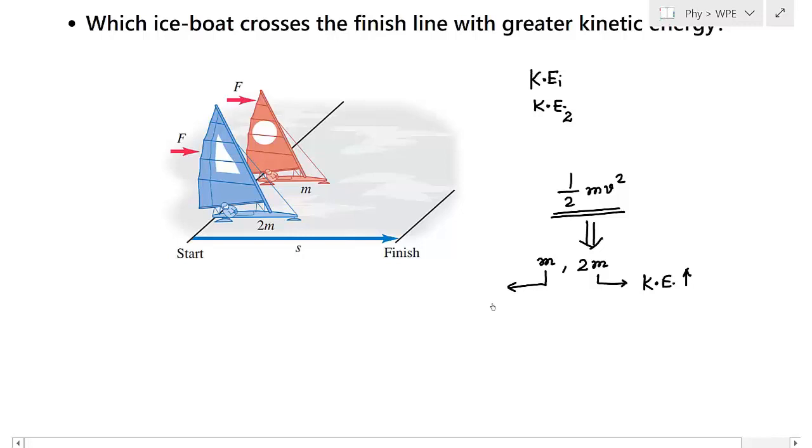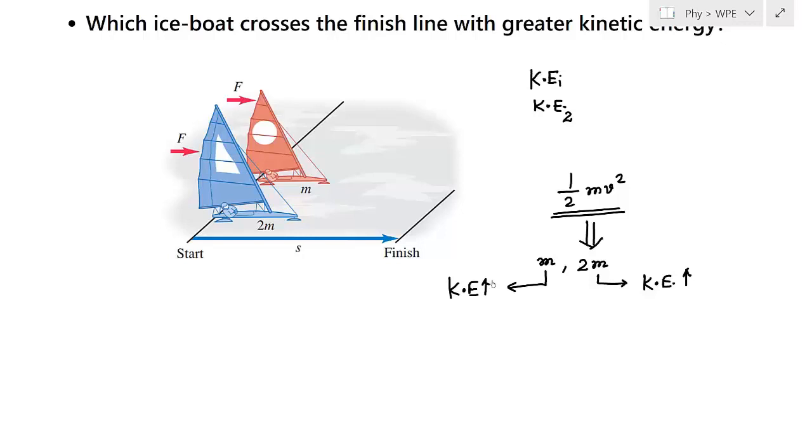On the other hand, someone can think mass m, even though it has a smaller mass, will gain more velocity. Its acceleration will be more because forces are constant on both sails. If forces are constant, the smaller mass will gain higher acceleration. Higher acceleration means higher velocity. Higher velocity means higher kinetic energy. So one can expect that mass m can have higher kinetic energy because even though its mass is less, it will gain a higher velocity.